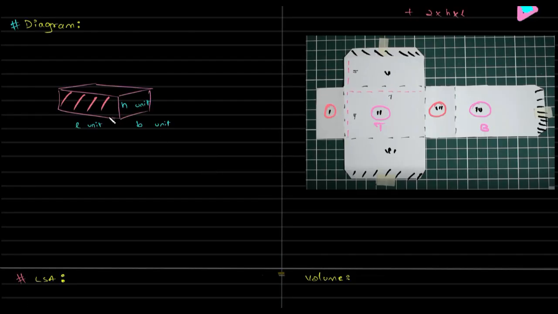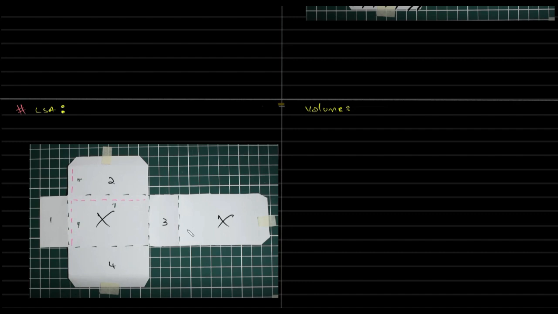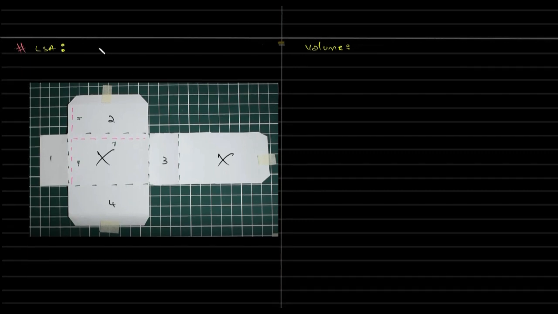Let me have a look over here. So length into height and height into breadth. So basically the height term has to be there. And remember there are two of it: 2 into length into height plus 2 times height into breadth. Height is common in both of them.